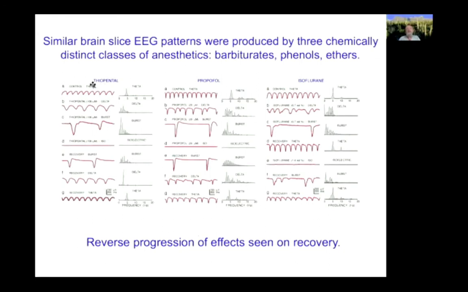Now, it's not just thiopental that produces this pattern of effects. We see it also with propofol and with a volatile anesthetic, isoflurane. And all three of these produce this same pattern of delta, burst suppression, and isoelectric activity in vivo, in people and in rats. And it all reverses when we take the anesthetic away.